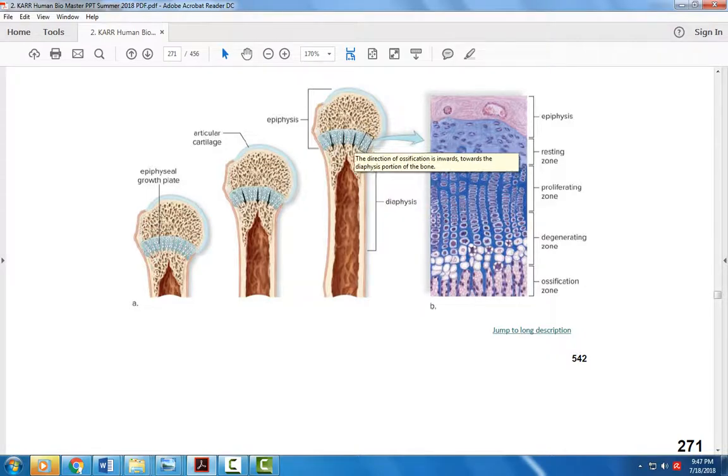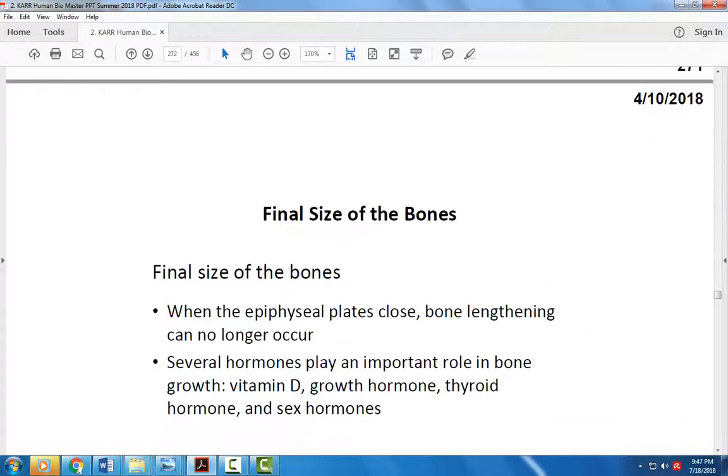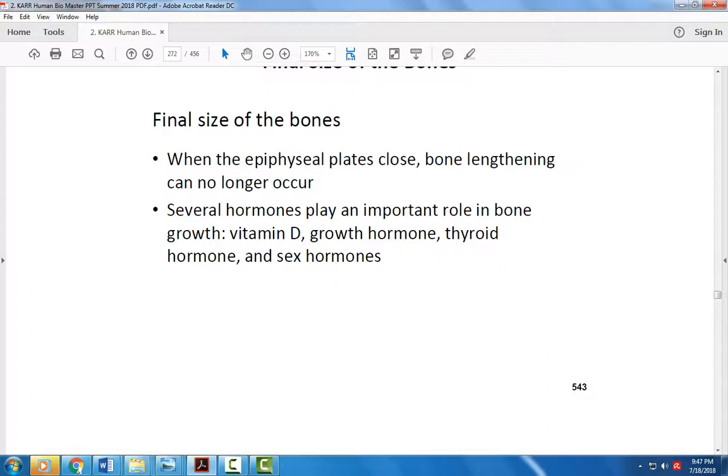So other hormones that play a role other than estrogen and testosterone, we know that vitamin D is important. Vitamin D helps to absorb calcium from the digestive tract, so we need to make sure we have good intake of vitamin D as well. Growth hormone and thyroid hormone are also two important hormones that play a role in the growth of our bones and strength of our bones. So it's important, throughout life, that we have good doses of these hormones.